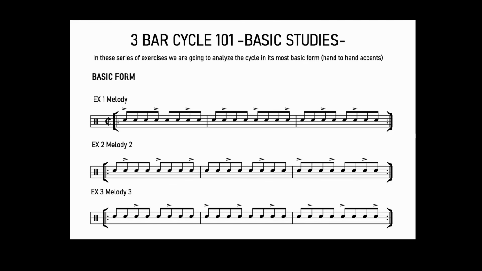Okay, what about melody 4, 5, 6, 7, 8? How many melodies are there? Well, there are only 3 melodies, because you'll notice if you move the accent to the next subdivision, like we've been doing, the melody becomes redundant. It's the same thing as the first melody. That's why there's only 3 melodies.